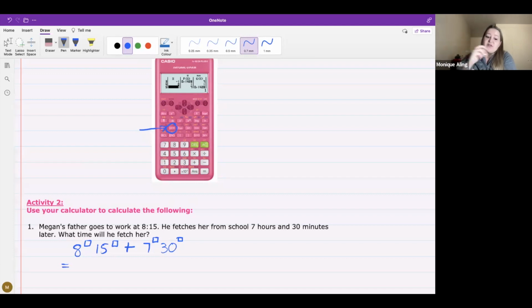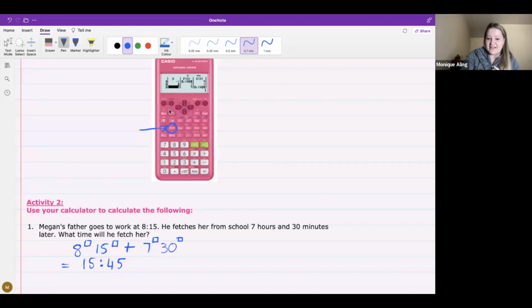And when you press equals, what answer do you get? Let me see in the chat. Okay, and there you got your answer. 15:45. Now, I do think this one was an easy one to do in your head, but if you couldn't do it in your head, this is how you can do it on your calculator.